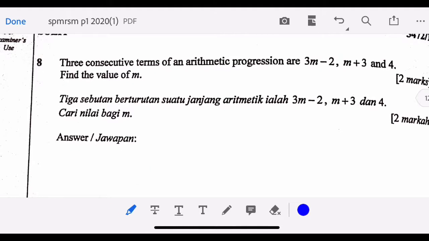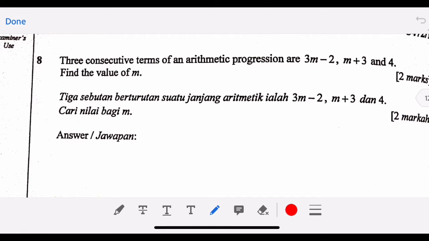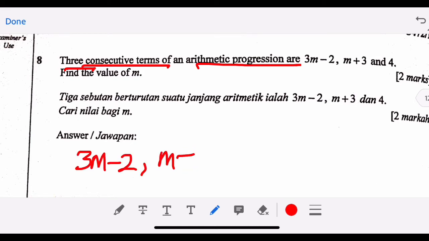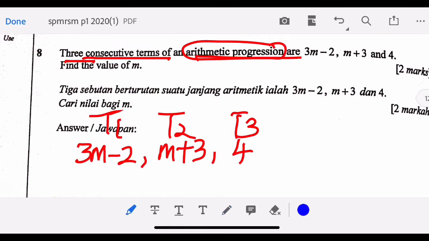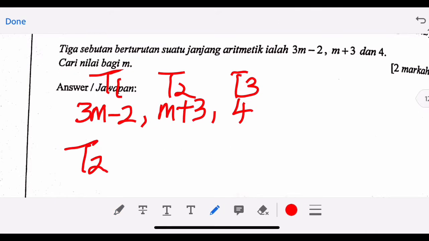Alright. Let's see number 8. The three consecutive terms of the arithmetic progression are 3m minus 2, m plus 3 and 4. This is arithmetic progression. This is T1, T2 and T3. So that means T2 minus T1 is equal to T3 minus T2.